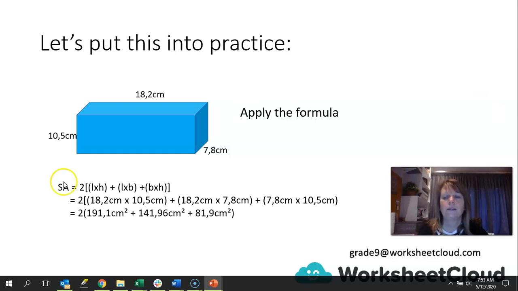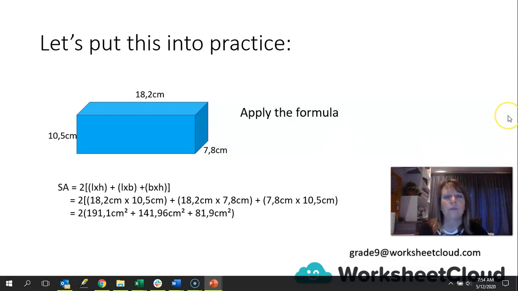Okay, 18,2 times 10,5 gives us 191,9. 18,2 times 7,8 gives us 141,96, and 7,8 times 10,5 gives us 81,9. Before we carry on, I just want to remind you that you must always put in your units of measurement. So already here we've got centimeters times centimeters. It's going to give us centimeters squared. Again, centimeters times centimeters, centimeters squared, and centimeters times centimeters, centimeters squared. Now because you are adding them, it remains centimeters squared. It was only because you multiplied them together that it would change from centimeters to centimeters squared.